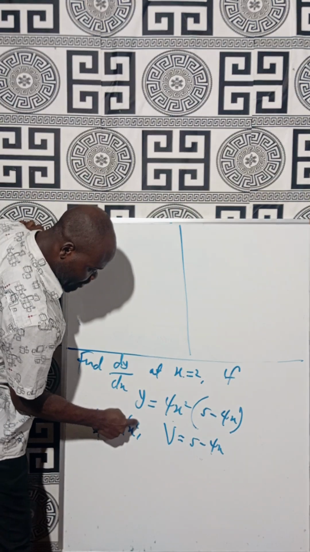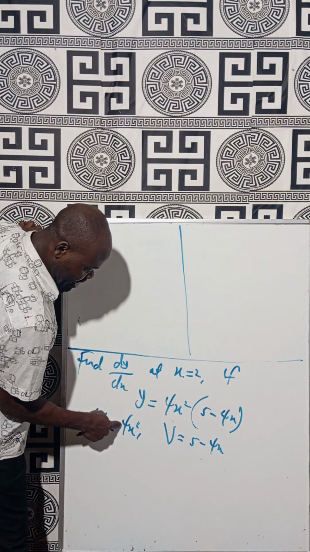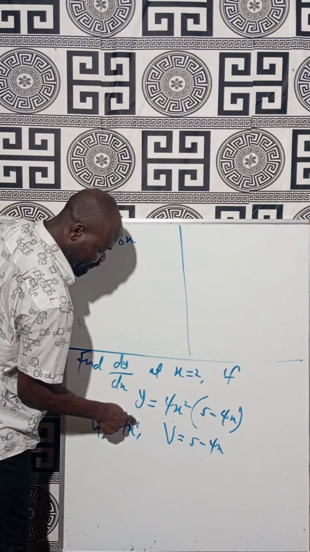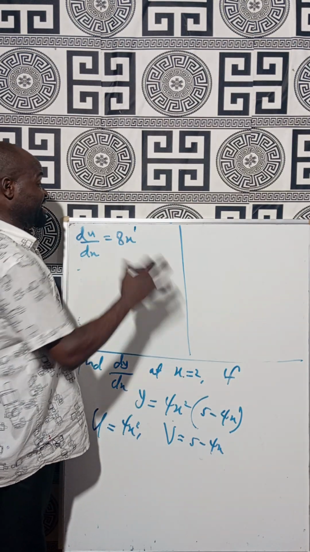This power, this 2 will come down here and multiply this. So 2 times 4 is 8, so we have 8, write your x. Then you take away 1 from this power. 2 minus 1 is 1. 8 x to the power 1 is still 8x.